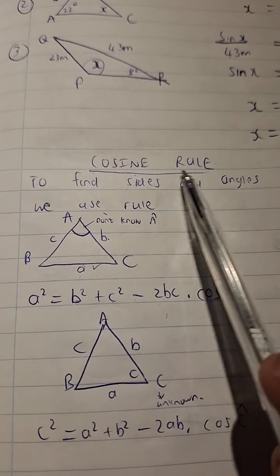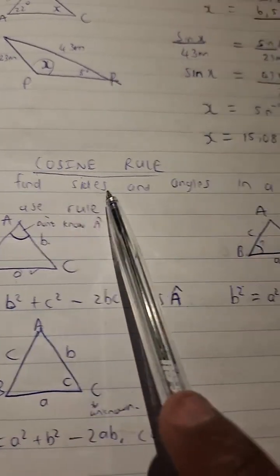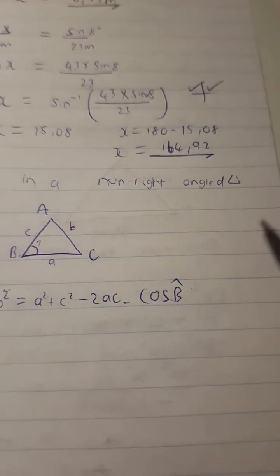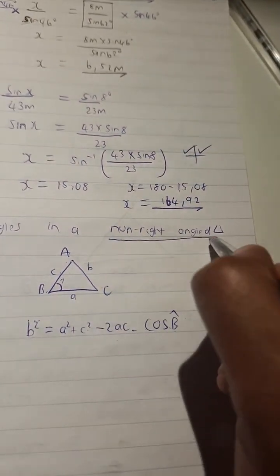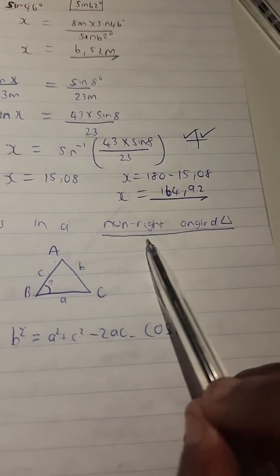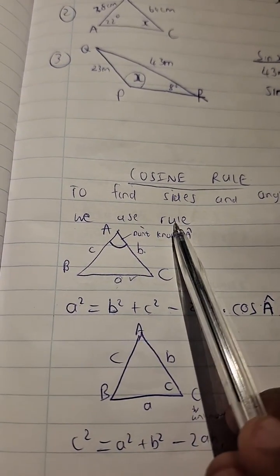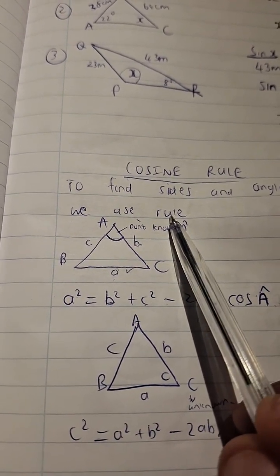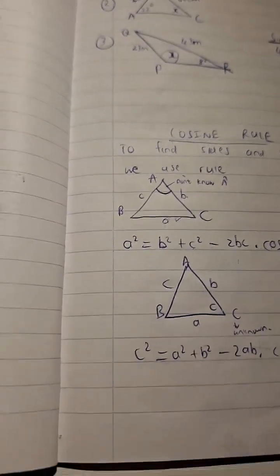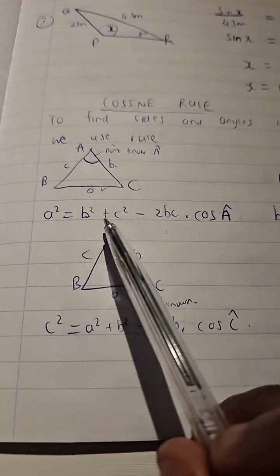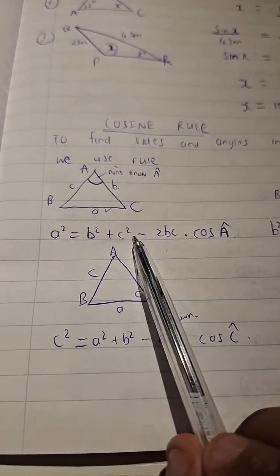Now, I'm going to look at the cosine rule. What about it? To find the sides and angles in a non-right angle triangle. So once again, non-right angle triangle, we use this rule, the cosine rule. Now, what is this cosine rule? The cosine rule goes in the following way.